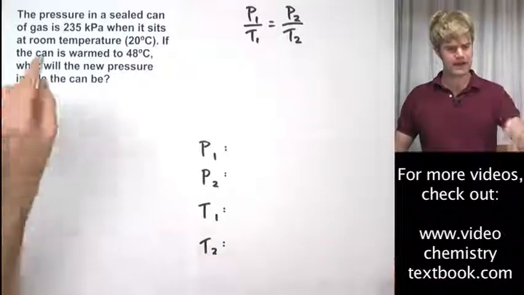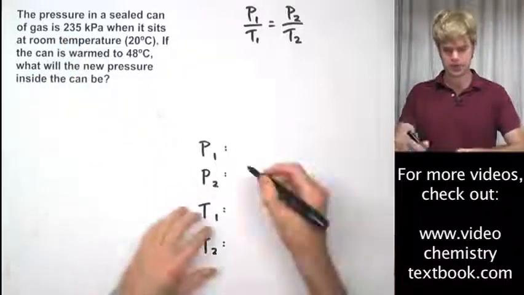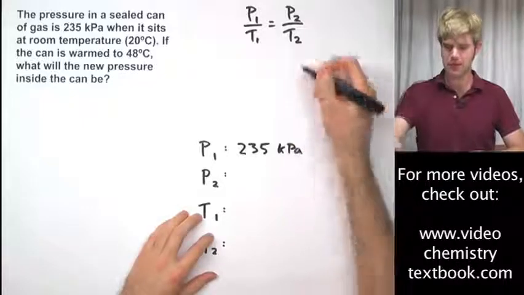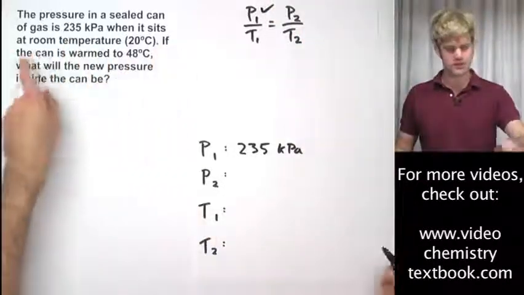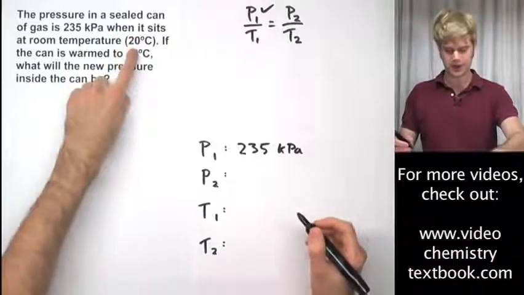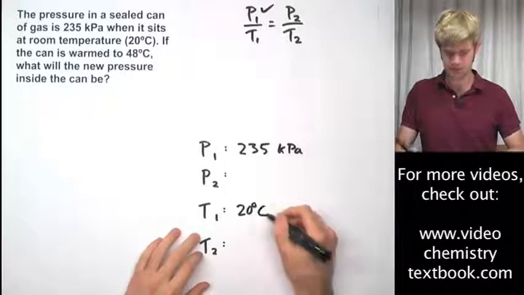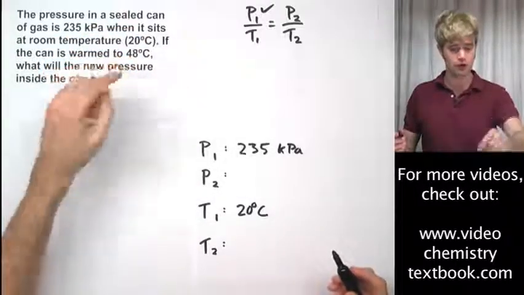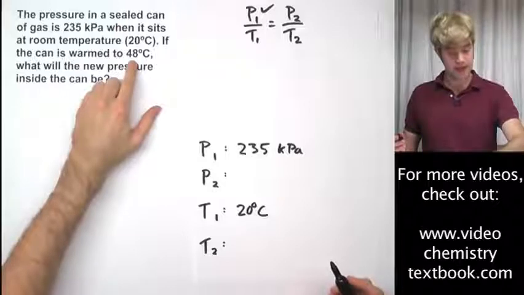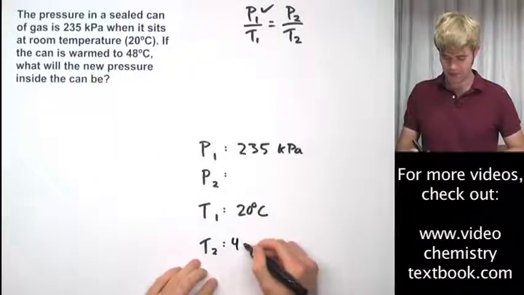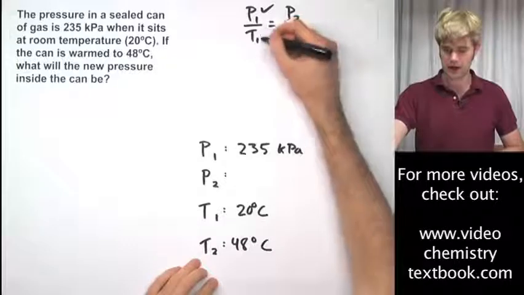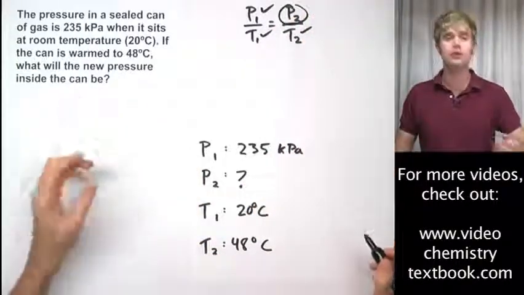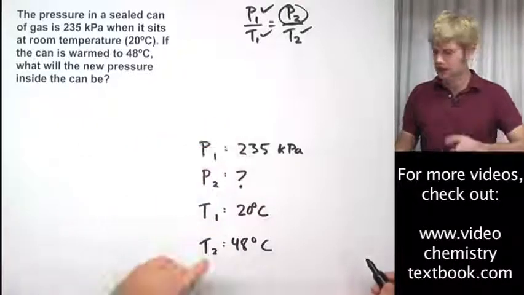Okay? So let's figure this out. We have an initial pressure before the change. So P1 is going to be 235 kPa. So we know this guy up here. When it sits at room temperature, so this is the initial temperature, 20 degrees Celsius. And then the can is warmed to 48 degrees Celsius. So there's our change. We go from 20 to 48. So our second temperature, our final temperature, is going to be 48 degrees Celsius. So we know these guys. And it's going to be P2, the new pressure that we're going to be solving for.